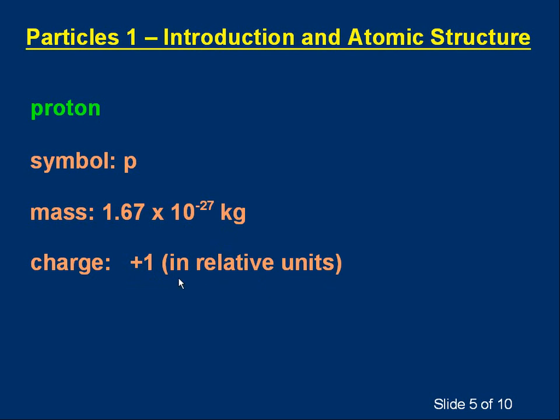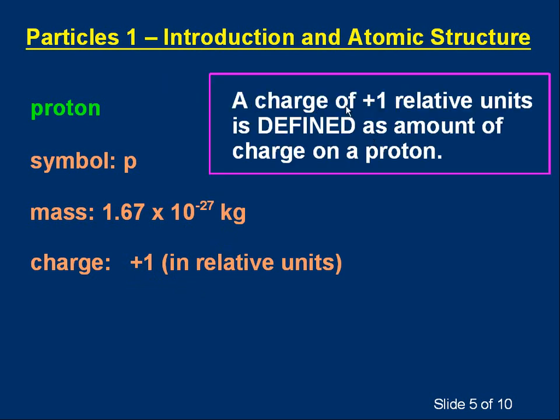Now, you can ask, what do we mean by relative unit? Well, let's just have a quick look at that. A charge of +1 relative units is defined as the amount of charge on a proton. So that's what we mean by relative units. We take the amount of charge on a single proton as being +1 of these so-called relative units. So by definition, the charge on a proton is +1.